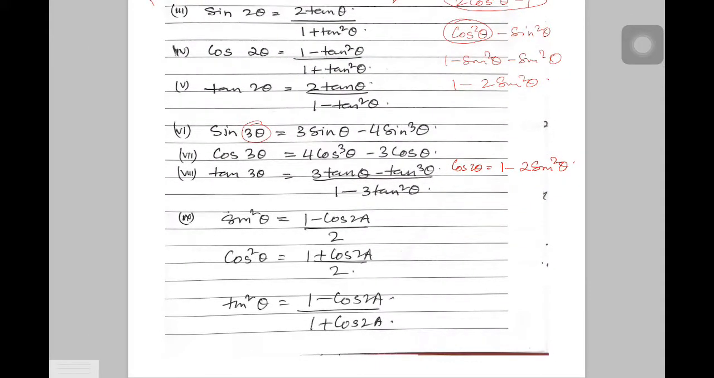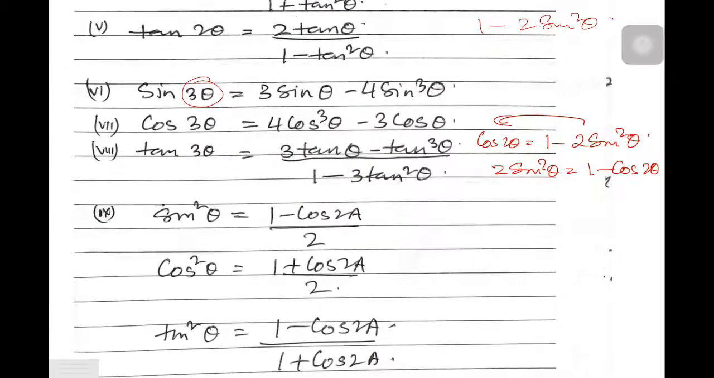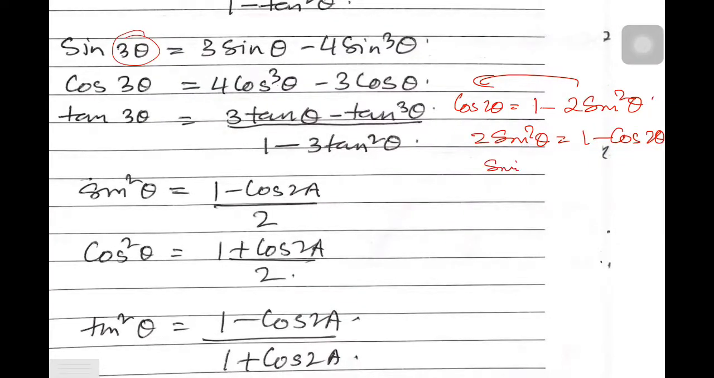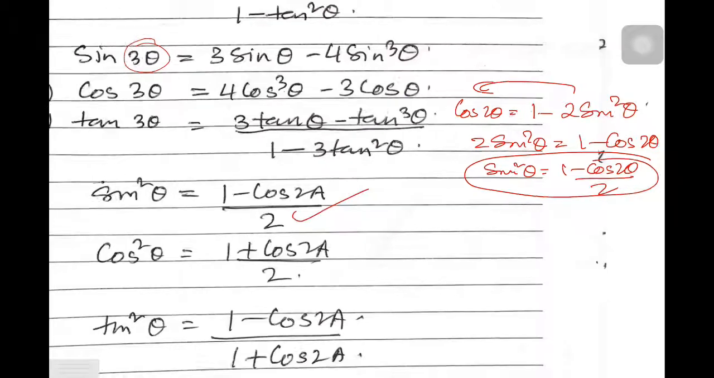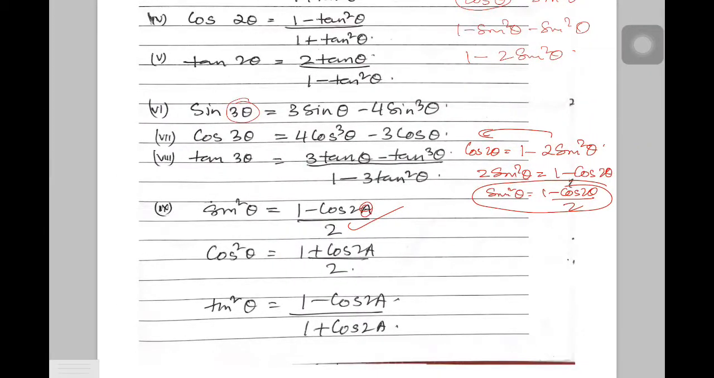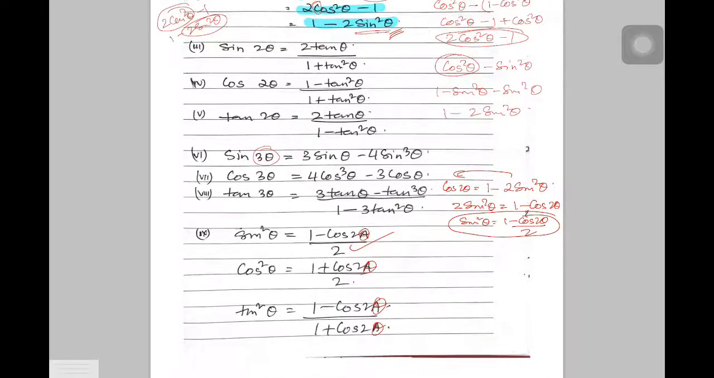If this is the formula, then I can frame the formula for sine square theta. Transpose: 2 sine square theta equals 1 minus cos 2 theta. And then sine square theta will be 1 minus cos 2 theta divided by 2. Can I do that? So this is the first formula. These are all thetas, by the way. So this is the first formula where I just change the subject of the formula.